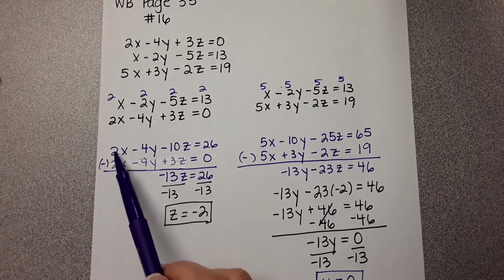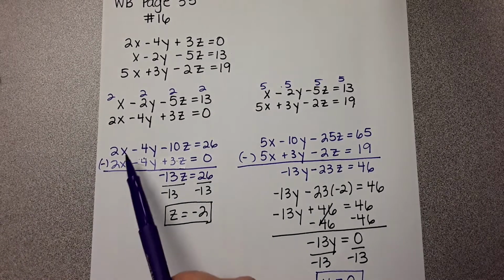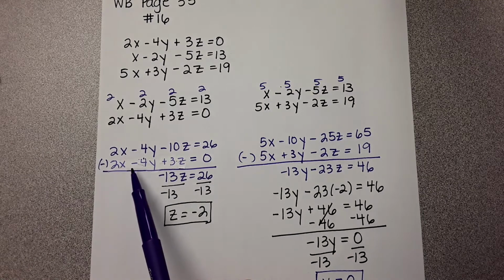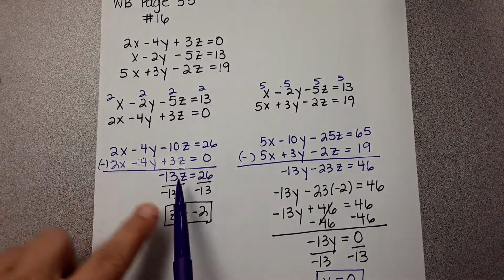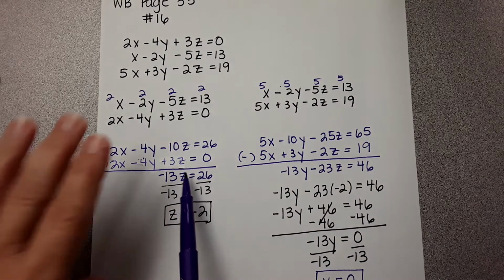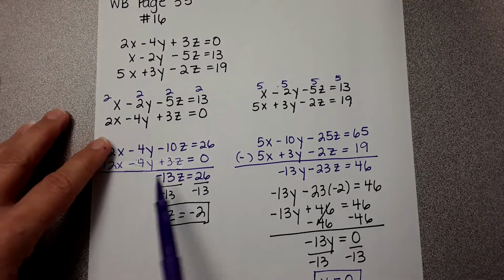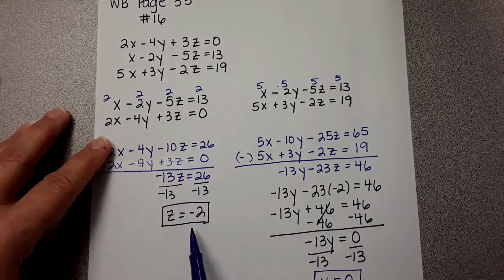Then I did 2 minus 2 is 0. Negative 4 minus negative 4 is 0. Negative 10 minus 3 is negative 13. And because all the other variables disappeared, I just went ahead and I solved for z.